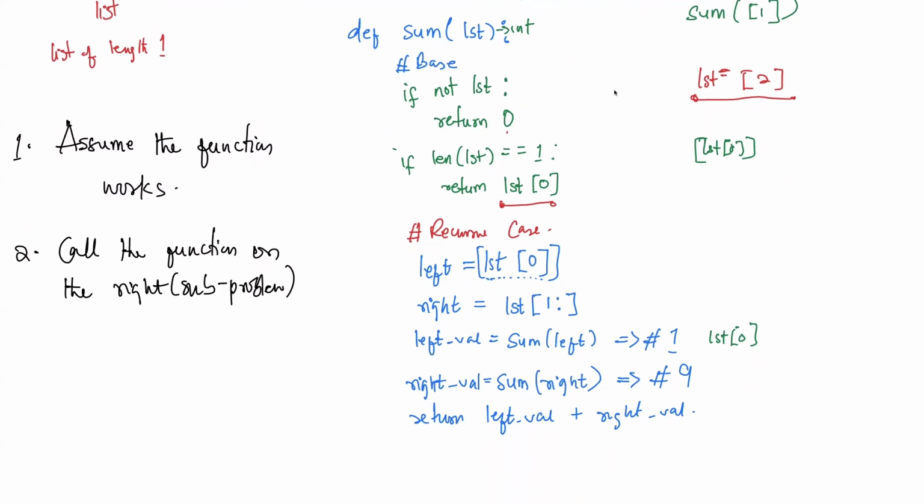If the length is more than 1, divide the list into 2. Let the first number be its own list. Let the rest of the list be the rest. Call your function on the first part, call it on the second part, and add them. Because we're doing a sum, the logical thing to do is to add.